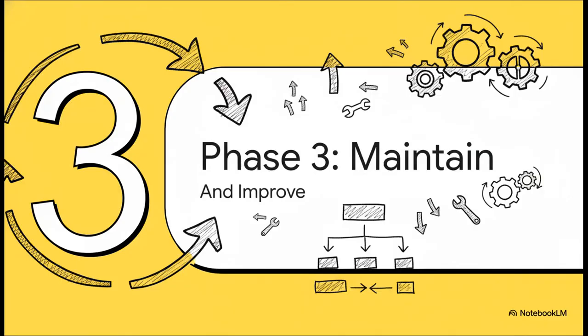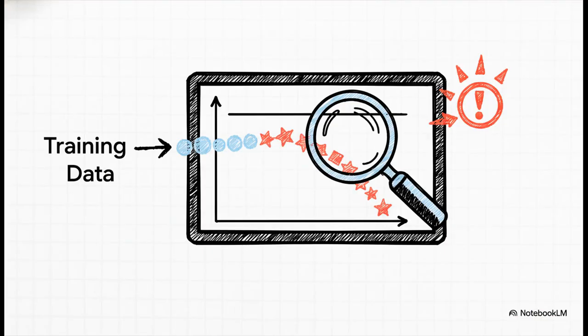But wait, the job is absolutely not done after deployment. You could argue, in fact, that the most critical part is just beginning. This final phase, maintain and improve, is a continuous loop that makes sure the model stays effective over time. This brings us to stage 7, monitoring and alerting. And this is absolutely essential because a model's performance can degrade silently over time. One of the biggest reasons for this is data drift. That's when the data your model sees in the real world just doesn't look like the data it was trained on anymore. Without monitoring, your model's accuracy could be plummeting and you would have absolutely no idea. You'd be flying completely blind.